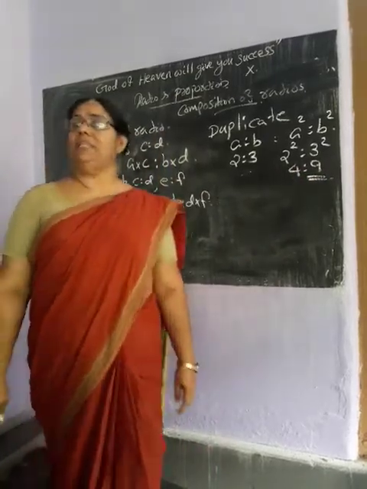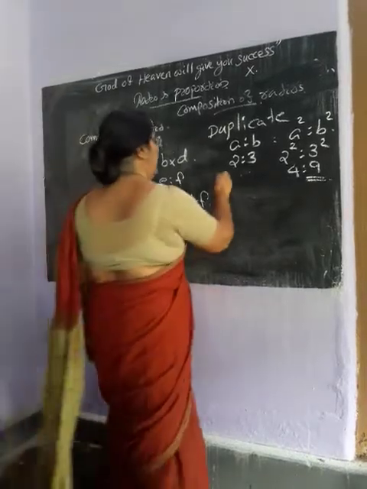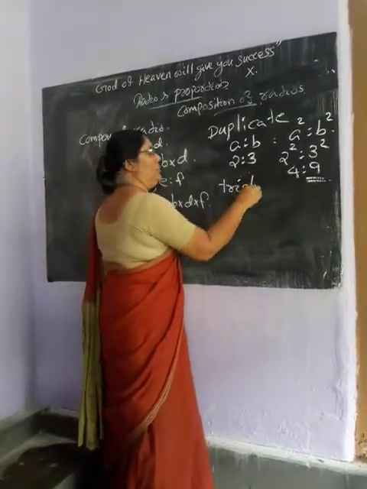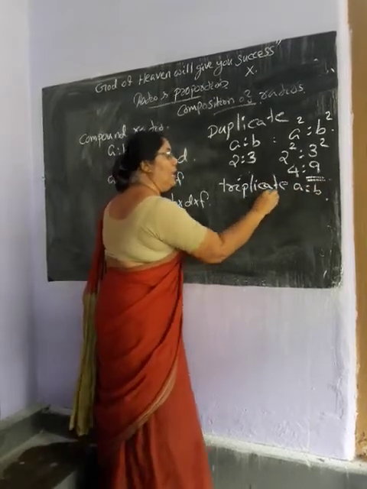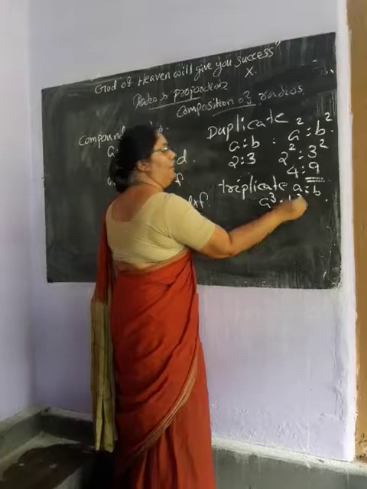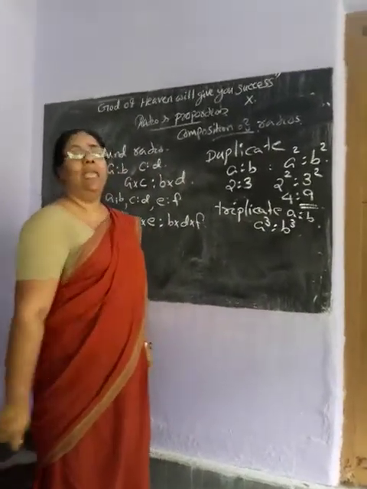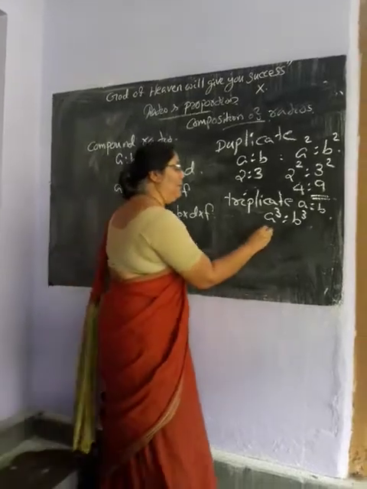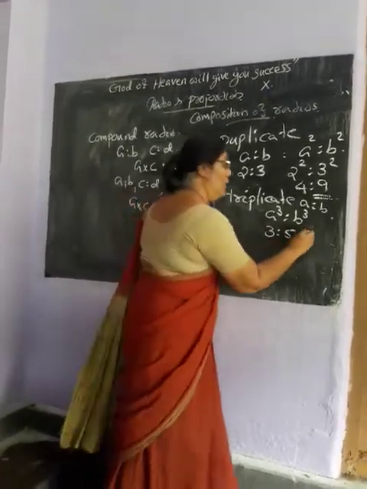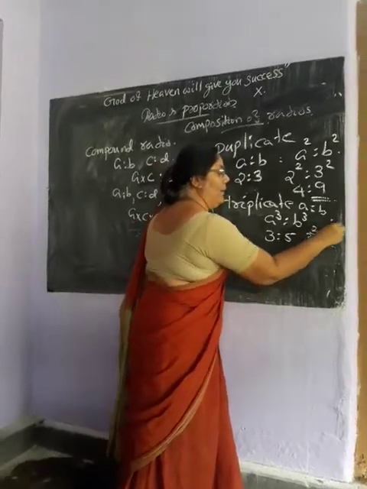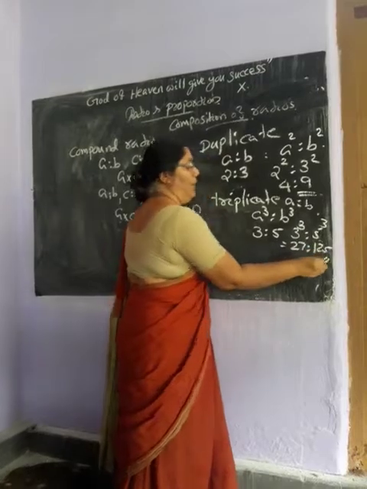Then next one is triplicate ratio. Triplicate ratio of A is to B is A cube is to B cube. Write one example. What is the triplicate ratio of 3 is to 5? 3 cube is to 5 cube. What is 3 cube? 27 is to 125.